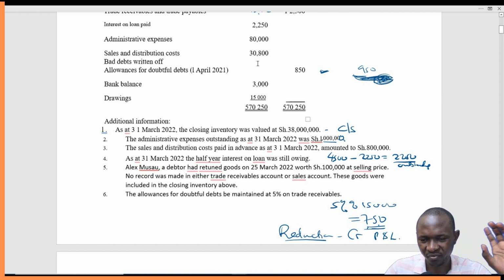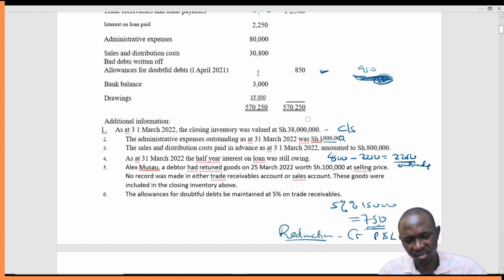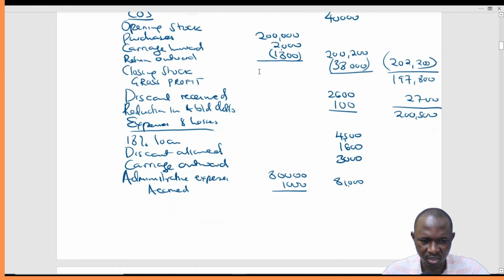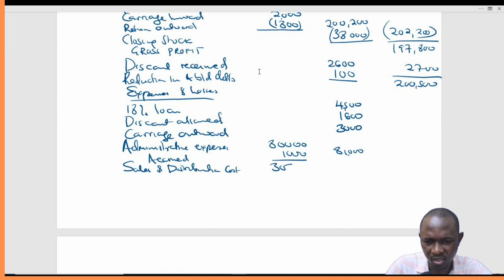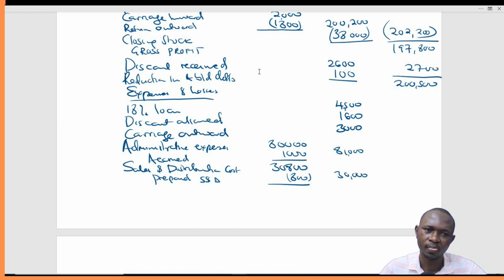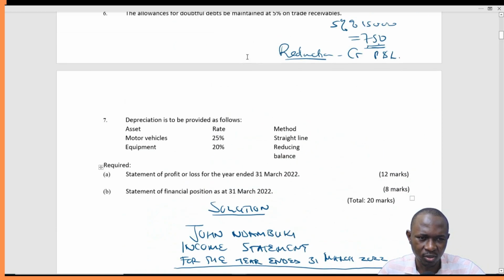Remember, accounts are maintained for a certain financial period. And remember also the accrual concept of accounts. So sales and distribution costs, we'll come here and say sales and distribution costs. Just like this one, we have 30,800, and then you have the prepaid sales and distribution cost, which is 800. So we get 30,000 like that. Then we go back, continue the journey.